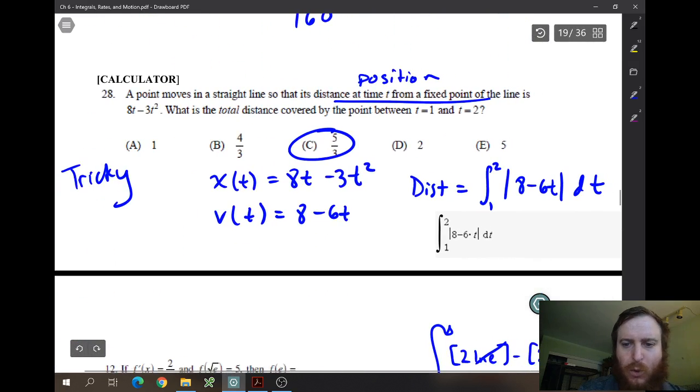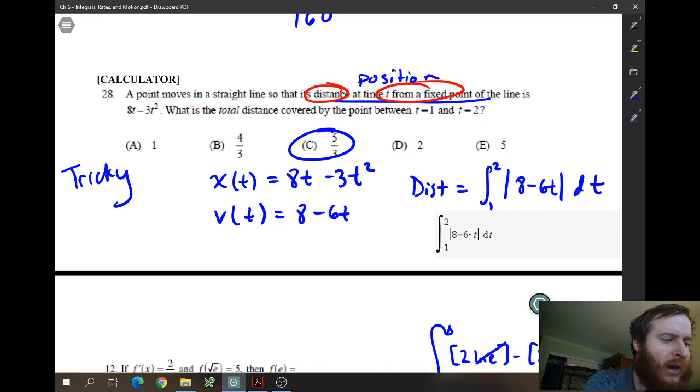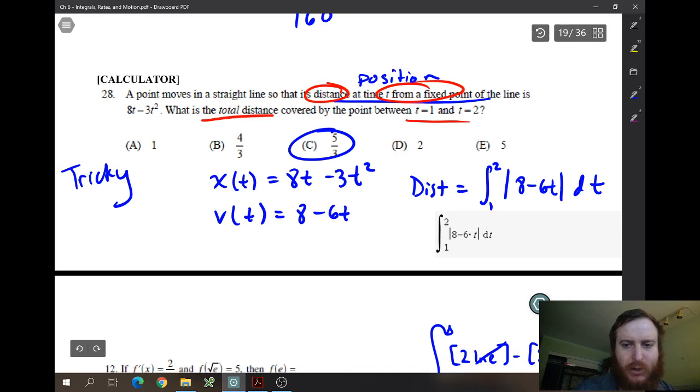Okay, next one, we have a point that is moving on a straight line, and its distance from a fixed point. When you see distance from a point, that's actually position. That's not total distance. That's the definition of position. Position is your distance from the origin. Then they ask, what is the total distance from 1 to 2?